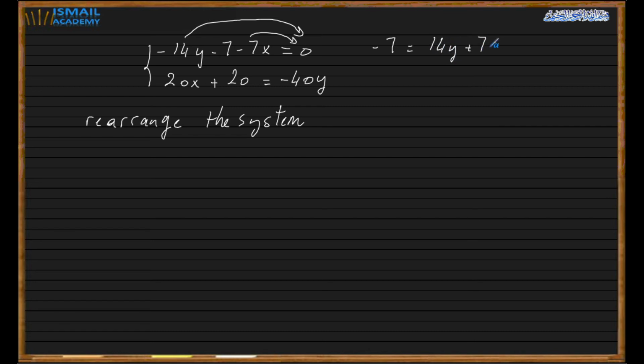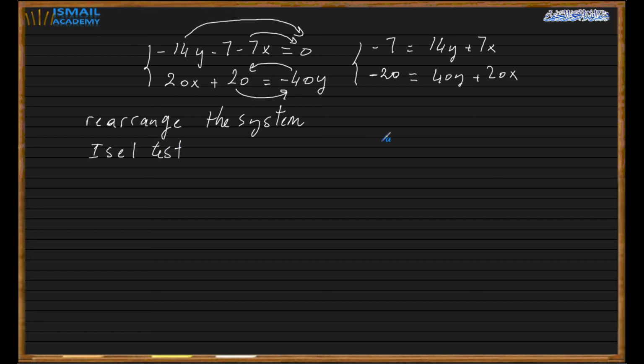14y plus 7x. And I'm going to move y to that side and the 20 to the other side. So I will have minus 20, because when you move 20, which is positive, to the other side, it becomes negative. And here I will have 40y plus 20x. When I move minus 40y to the other side, it becomes positive. Now, after I did my rearrangement, what do I do now? I'm going to use the Isel test to see what I will get.